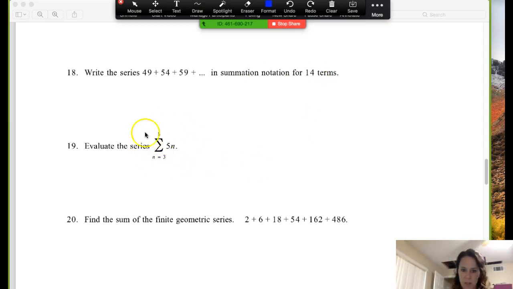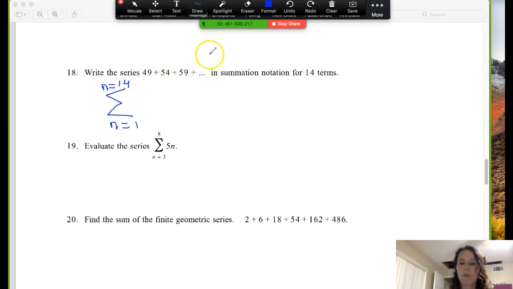When you're writing in summation notation, you want to write where you start and where you end. And then here is your explicit formula. So 5n would be an arithmetic formula because there's no exponent. Your first term here would be 0 because there's nothing written. So in summation notation, we want to start with our first term, and we want to go to 14 terms. Then we want to plug in our explicit formula here.